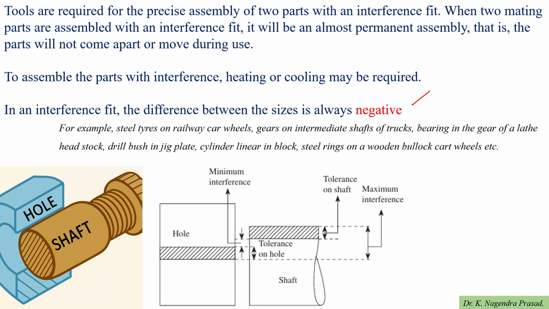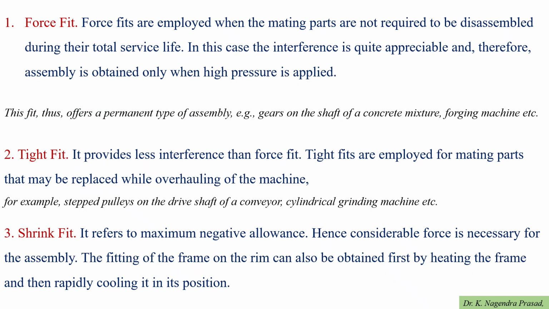So let's see the examples of the interference fit. Steel tires on railway car wheels, gears on intermediate shaft of trucks, bearings in the gear of a lathe headstock, drill bush in jig plate, cylinder liner in a block, steel rings on a wooden bullock cart wheels. These are all the examples for the interference fit. Next, we will discuss the different types of interference fit.